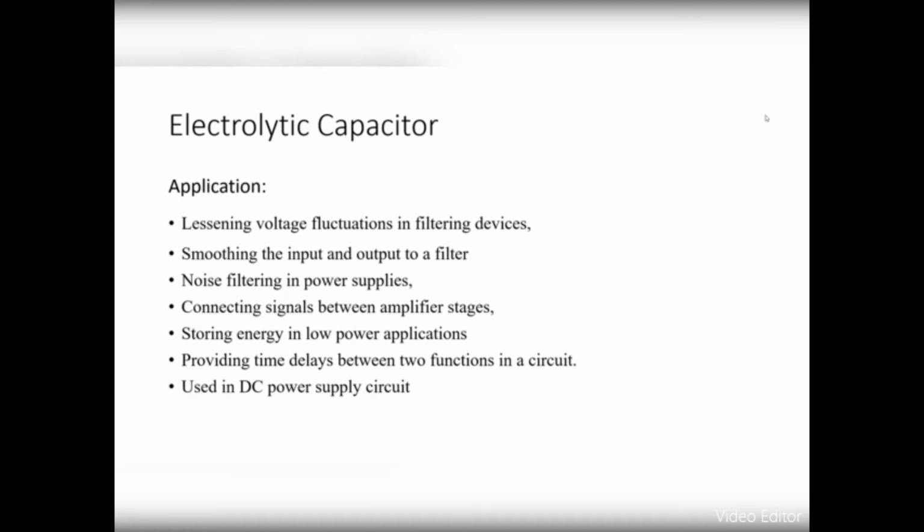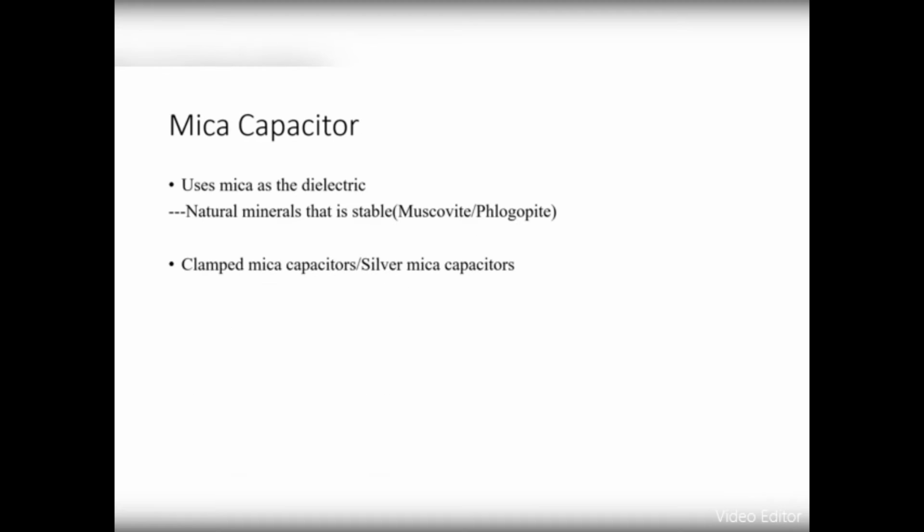The application of electrolytic capacitor includes limiting voltage fluctuation in filtering device, smoothing the input and output to a filter, noise filtering in power supplies, connecting signals between amplified stages, storing energy in low power applications, and providing time delays between two functions in a circuit. Electrolytic capacitor is often used in DC power supply circuit.